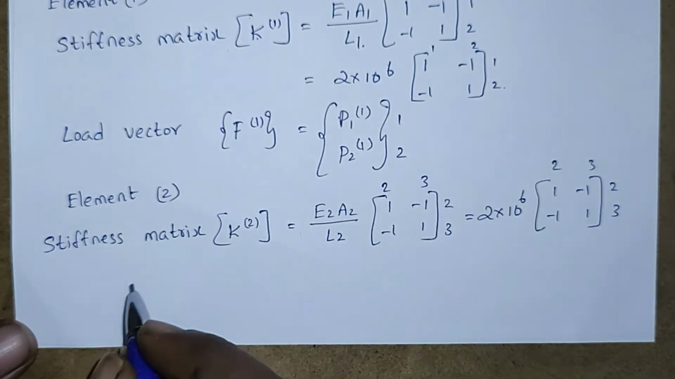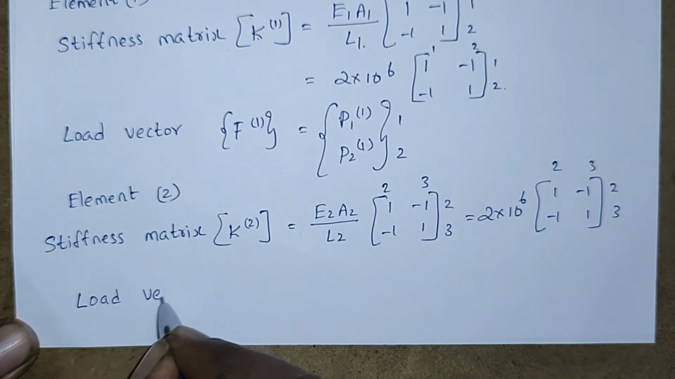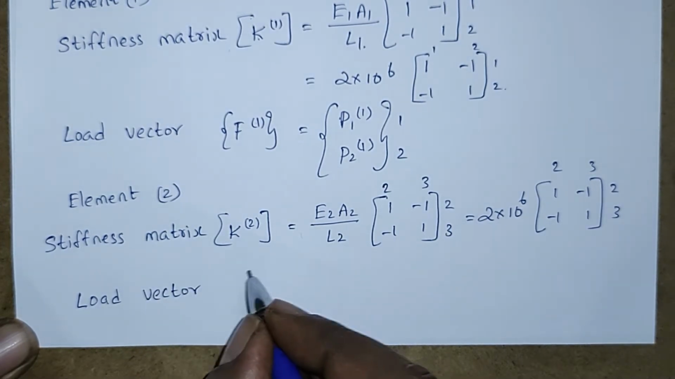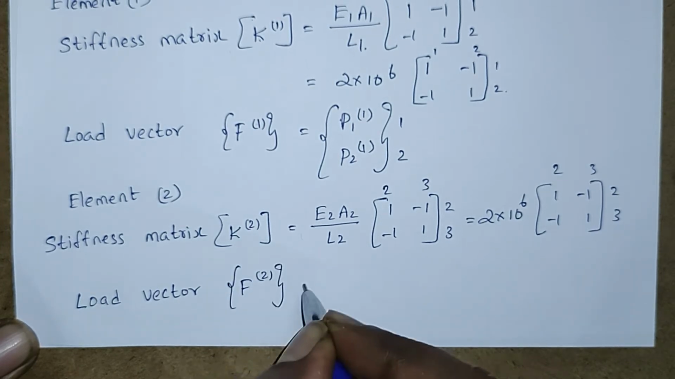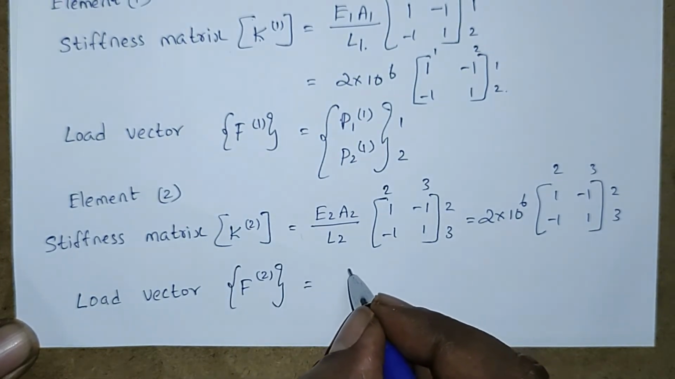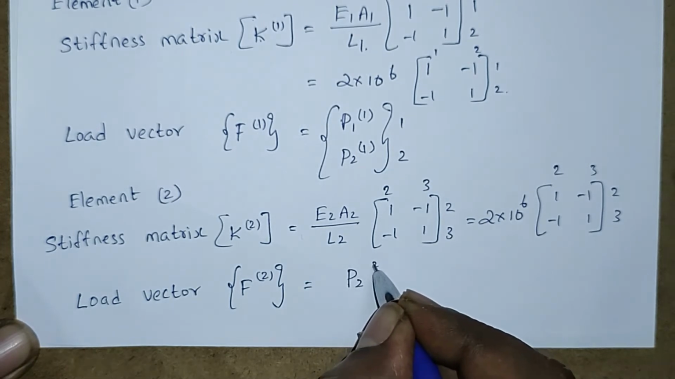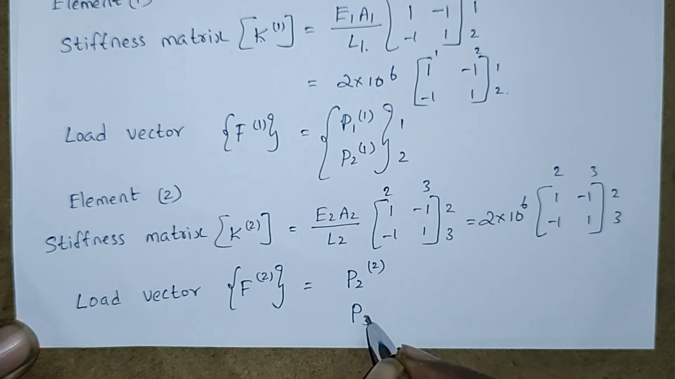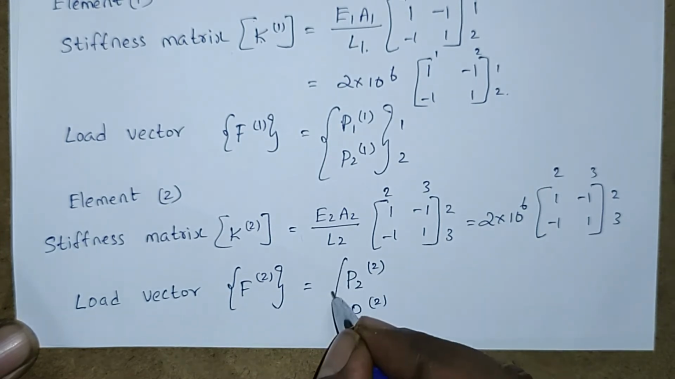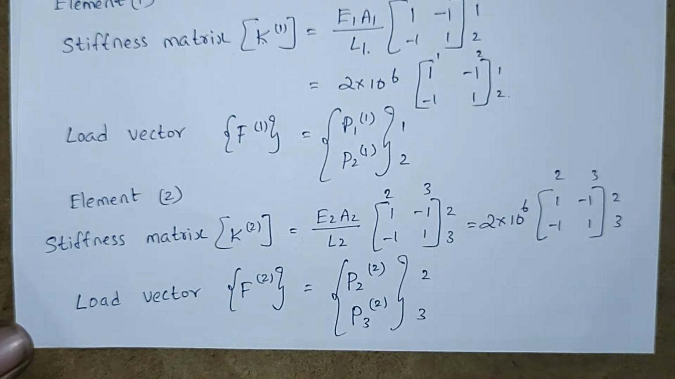Now we will write the load vector for element 2. This is the load vector. So F for the second one is equal to P2 for the second element and P3 for the second element. This is 2 and 3.